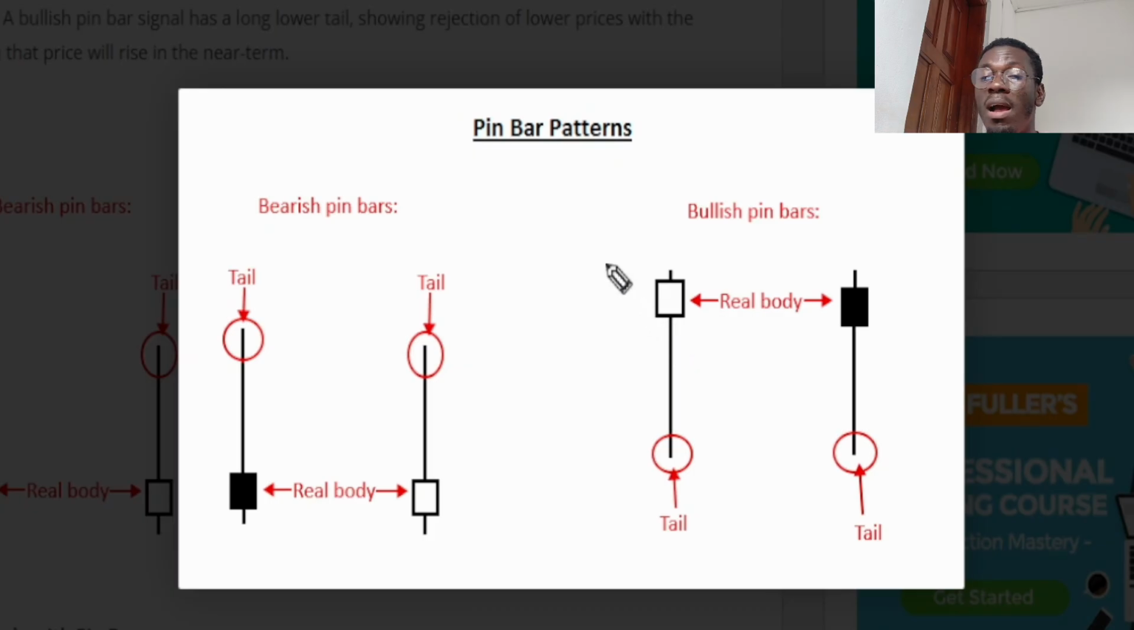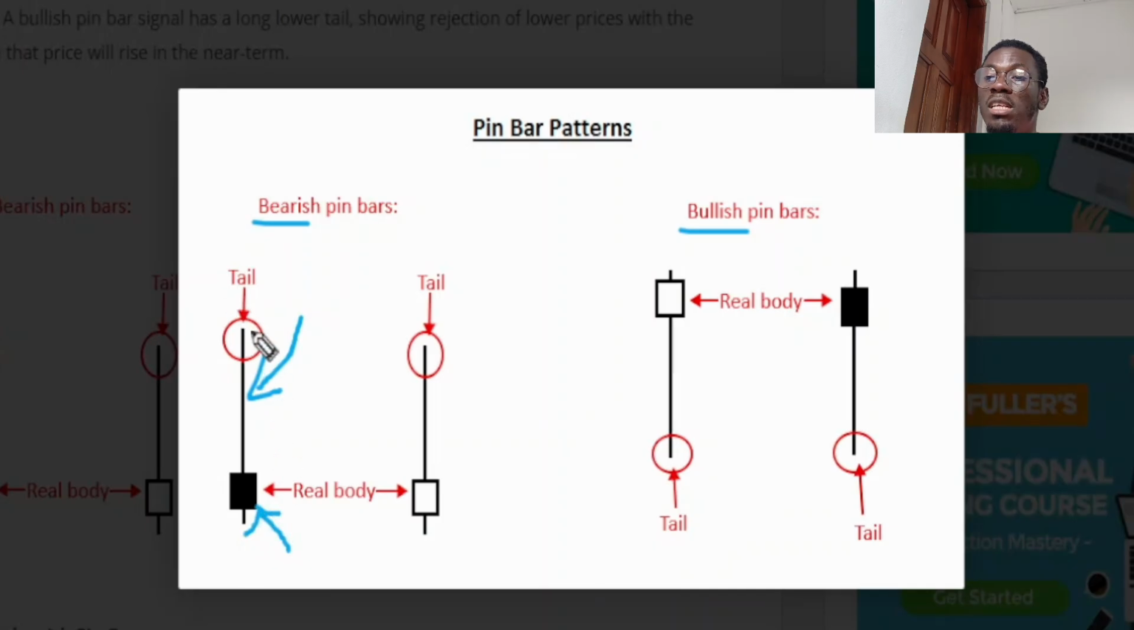And the pin bar, we have 2 types of pin bar. We have the bearish pin bar and we have the bullish pin bar. Bearish pin bar happens on resistance. If price approaches a resistance and you see that there is a bearish pin bar, that means it is likely for price to drop from there to the downside. And you can see the bearish pin bar, here is the tail or the wick, and we have the body down below here.